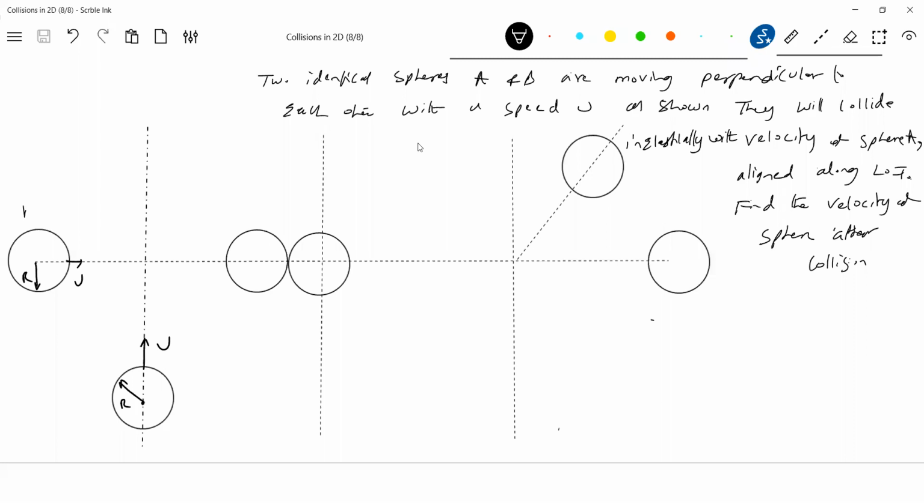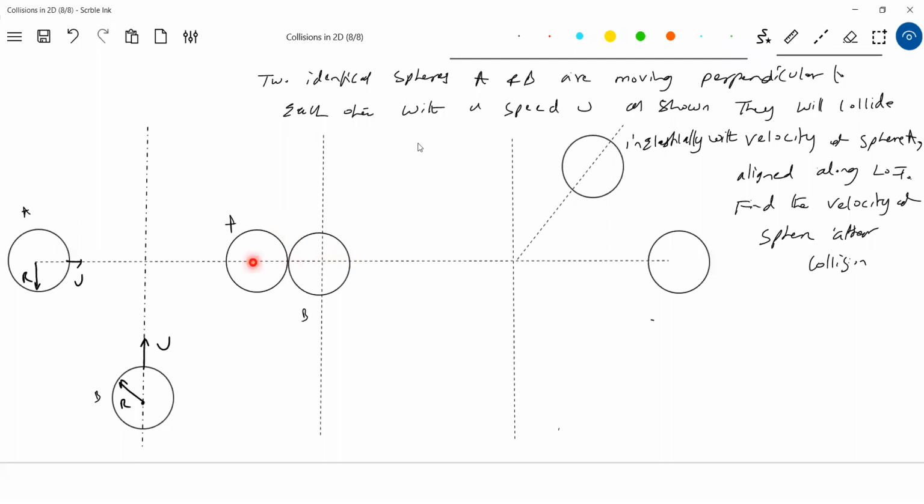Okay, this is sphere A, this is sphere B, this is A, this is B. Why am I showing it during collision like this? Because you read the question. During collision, the velocity of sphere A will be along the line of impact. What is the line of impact? The x-axis is the line of impact. There's a common tangent and there's a common normal.